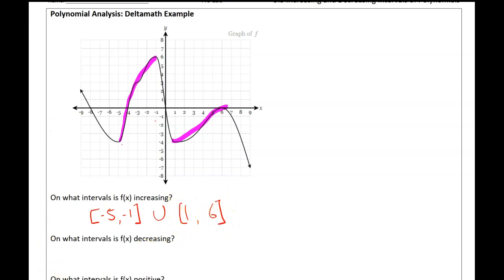My decreasing are, in this case, everything else, right? Decreasing, decreasing, and decreasing. So there are 3 in this case, and then I'm going to use infinity to represent that goes on forever to -5. And then from -1 to 1 is that middle piece here. And then from 6 to infinity is that end piece.